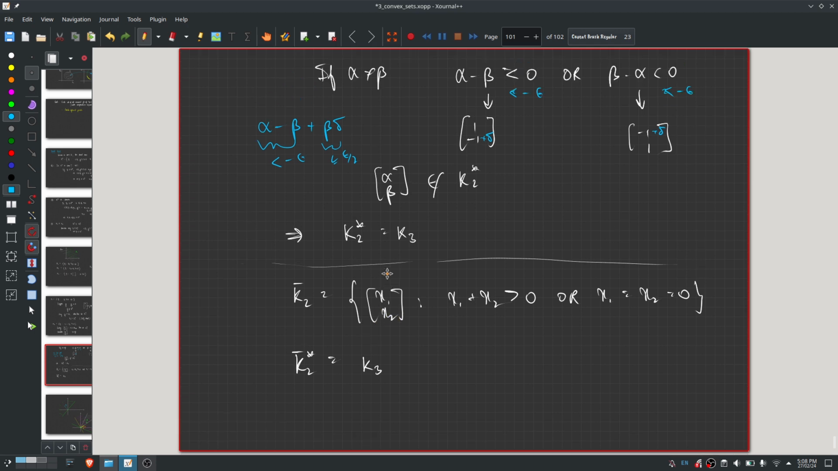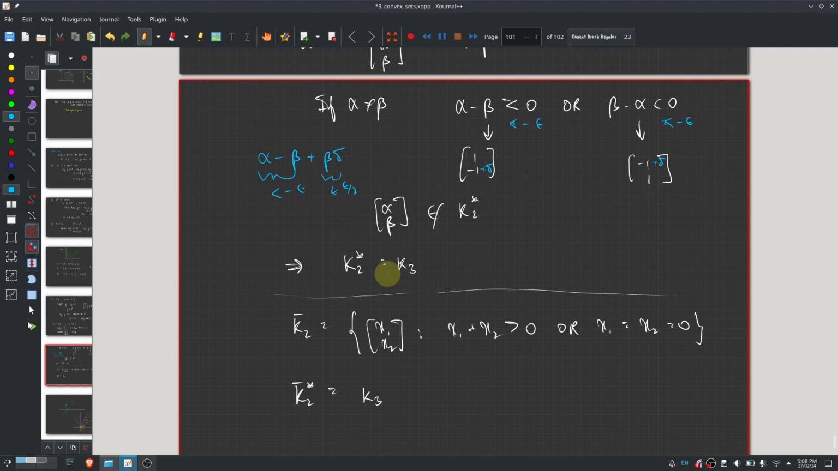Correct. So we need to make sure that this point lies on the set K2. Correct. But that is true, right? What is the sum of these two entries? So x1 plus x2 is 1 plus minus 1 plus delta. It's delta. So as long as delta is greater than 0, it lies in K2 bar. Correct? You can fill in the details later.